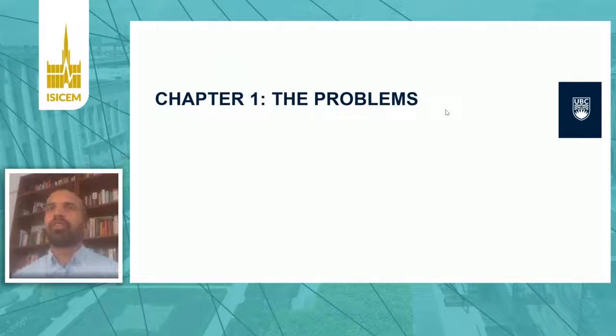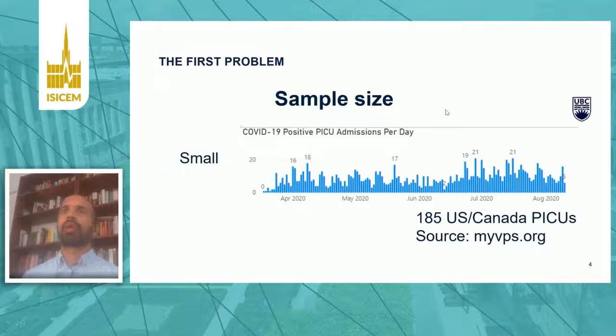So I'm going to go through a few short chapters addressing some problems and some possible solutions. The first problem to generate knowledge in critically ill children is numbers. And I think that's evident.